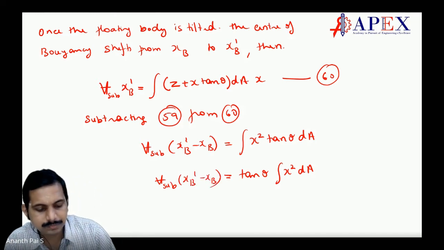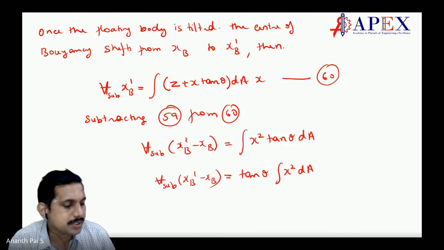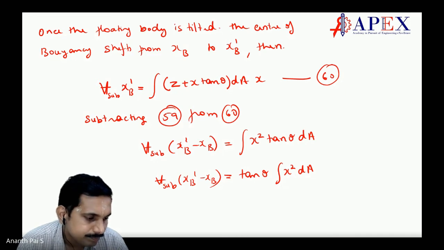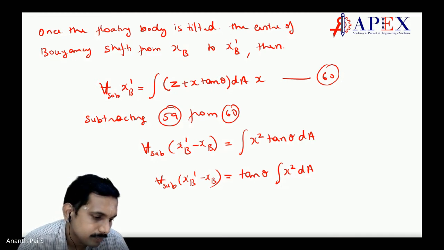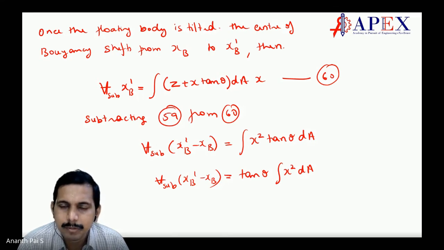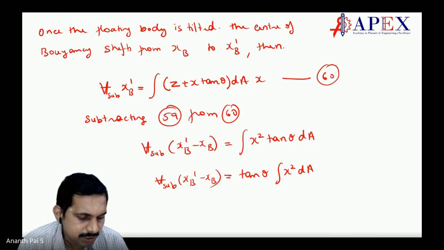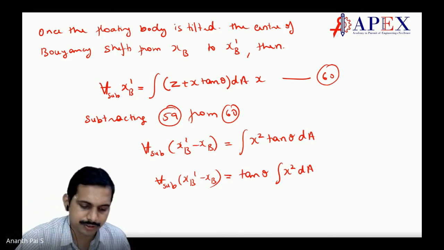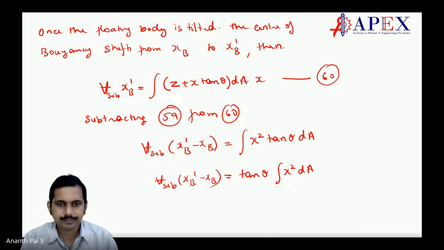Is it clear, students, here? Now, what is x square dA? X square dA is the moment of area, the moment of inertia I, the second moment of area. So we will be substituting that in short. You can just write this down. Once you write it down, I will go for the next point. Students, we can go slow here, don't worry.